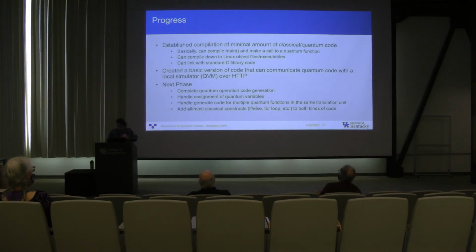Yeah, in terms of progress, I've established a compilation of a minimal amount of classical quantum code. Basically, I can compile main and make a call to a quantum function. That's relatively simple, which I'll demo here in a second. I can actually compile down to genuine Linux object files and executables. So I'm not just generating the intermediary, like an interpreter of sorts. I'm actually generating an actual code object.